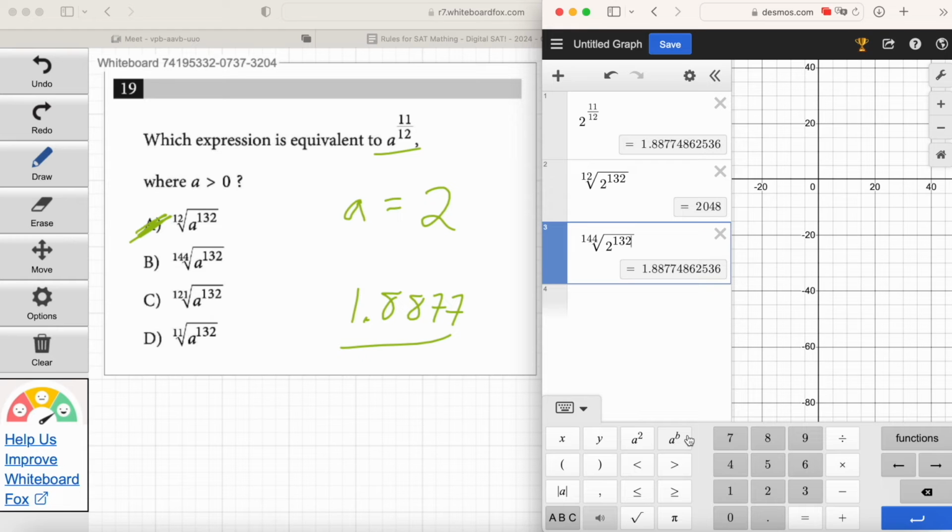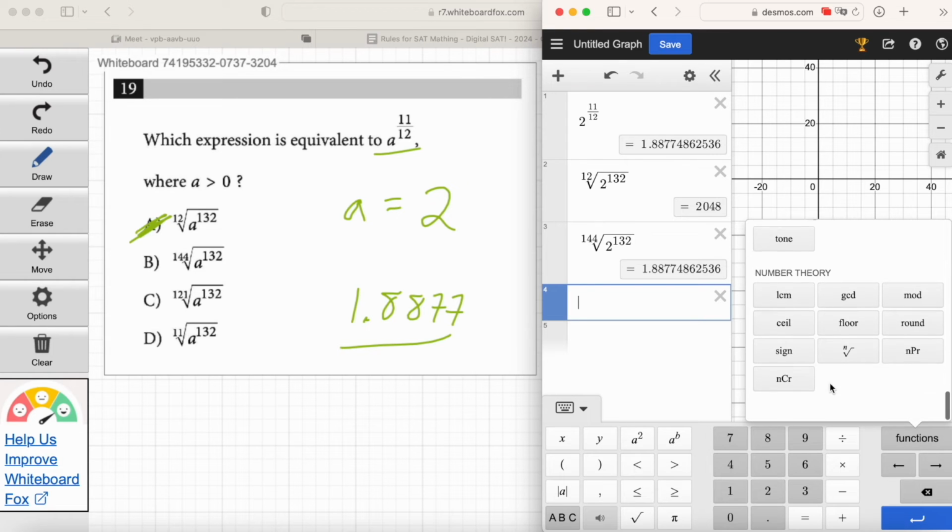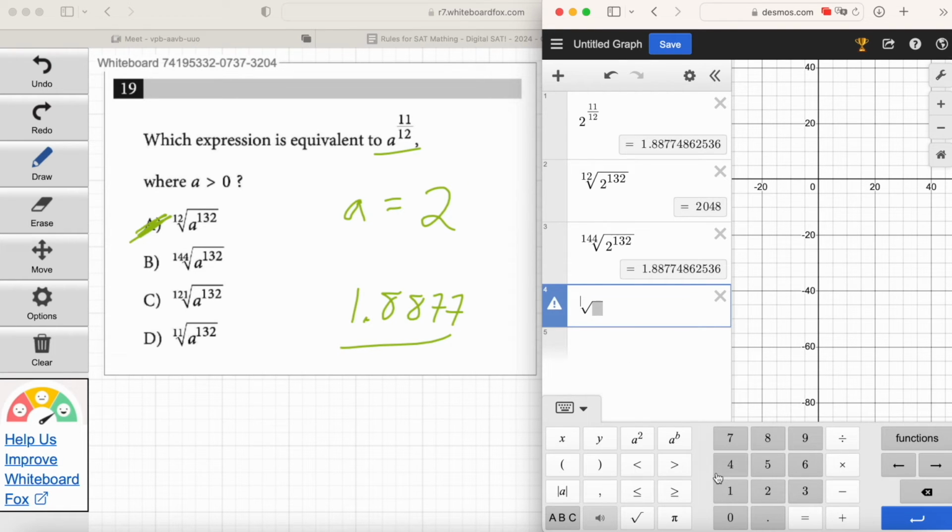Well, actually, no. Let's test the others. I do want to test the others just to make sure. That's looking good. I'm just going to punch this into Desmos here. Answer choice C. That's 121.